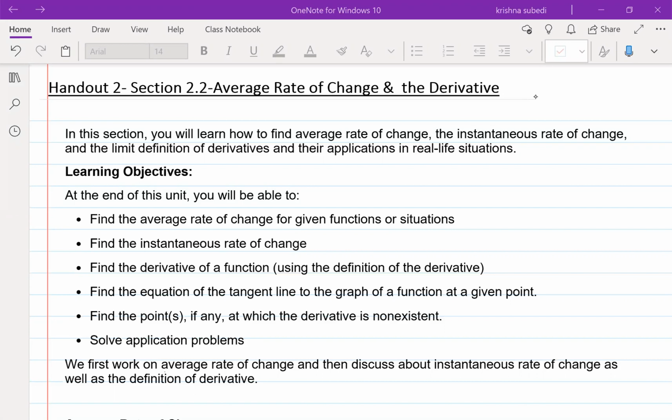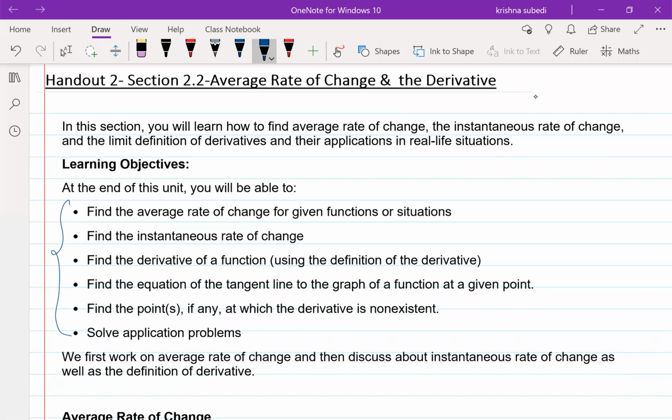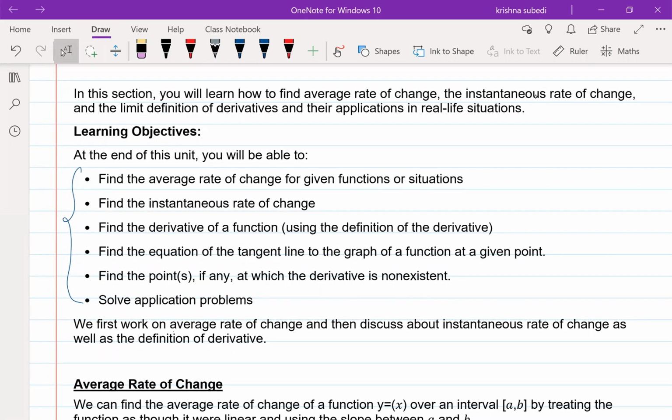So here are the objectives for today's lesson. First we work on average rate of change, and then we discuss instantaneous rate of change as well as the definition of derivative.